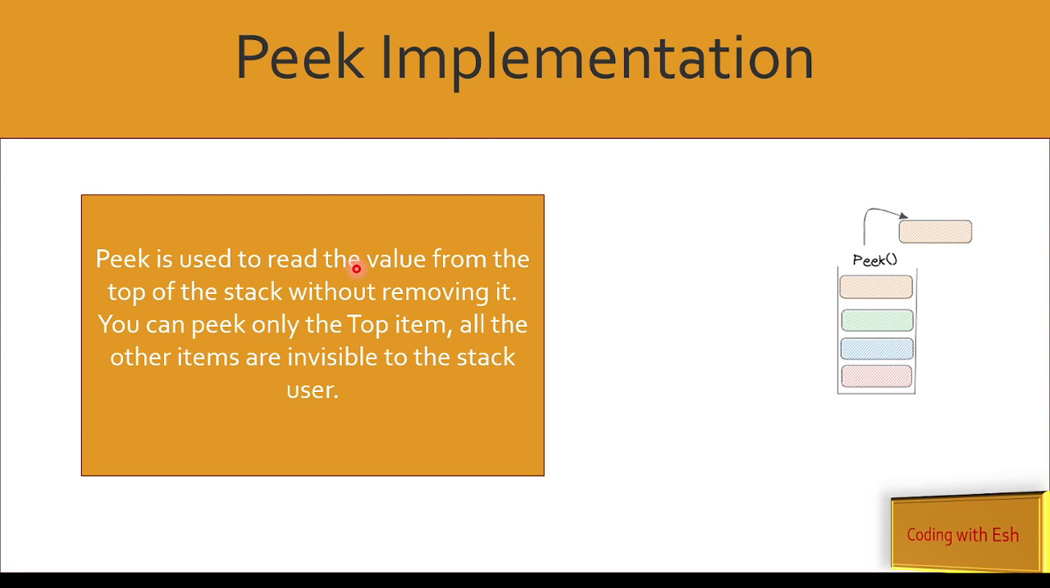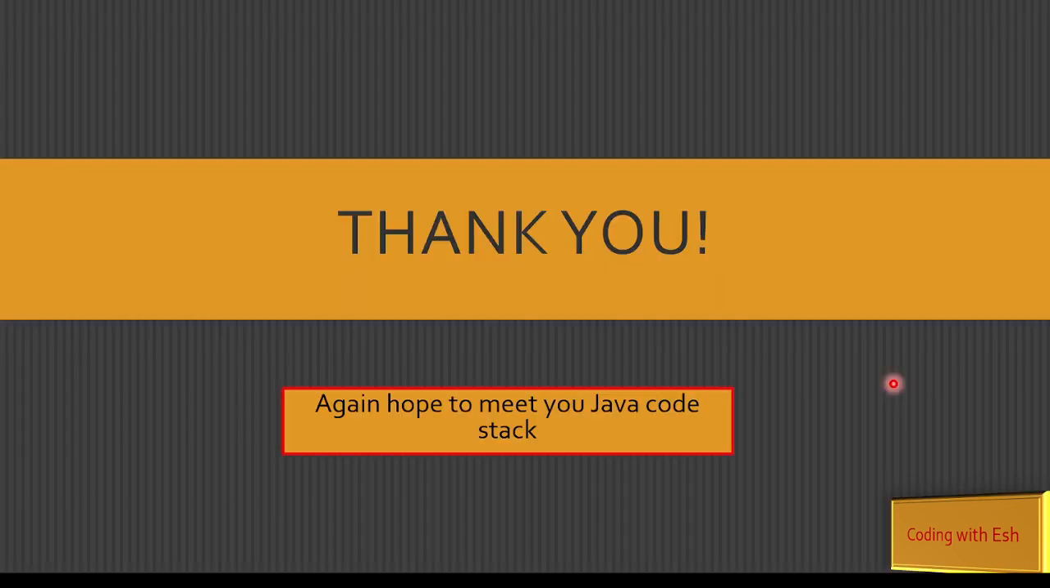Sometimes you think peek is removing, but it's not removing. Peek is getting the top value. Without removing, you can see it. So you can peek only at the top item. All the other items are invisible to the stack user. We don't think about the others.